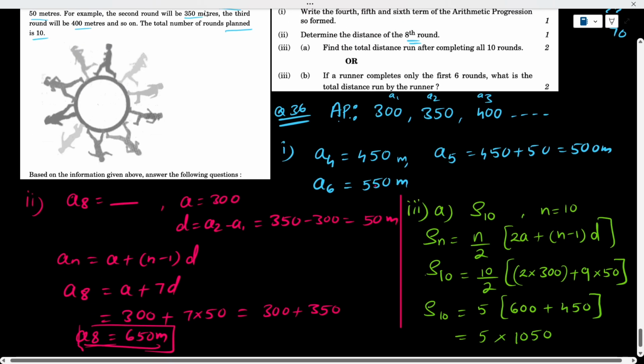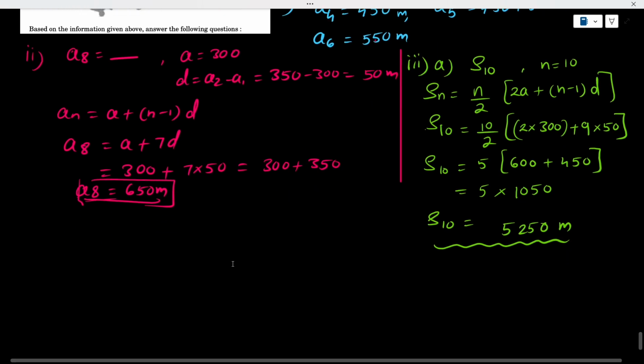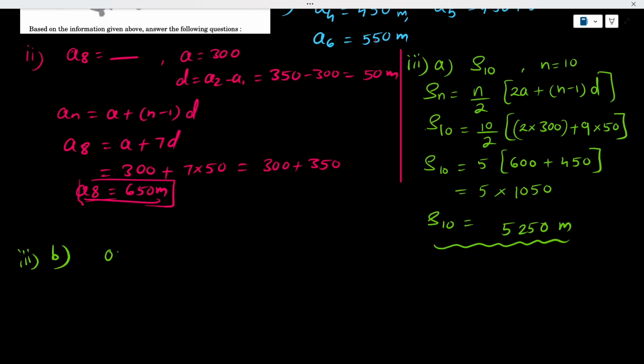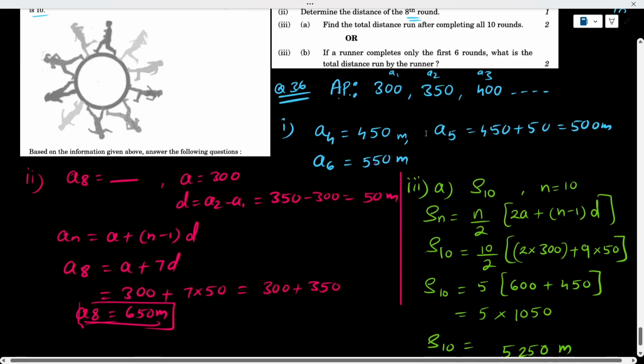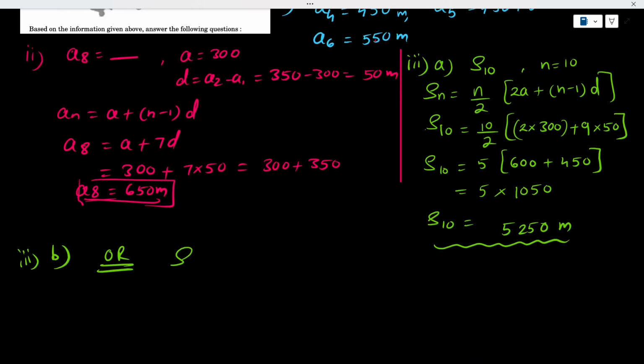Now the orbit part also we will do here. What is written? If a runner completes only the first 6 rounds, what is the total distance run by the runner? Now this is the orbit, that means it is third B bit, right? Here the runner is completing only 6 rounds. That means we need to find S6, and here n is 6.